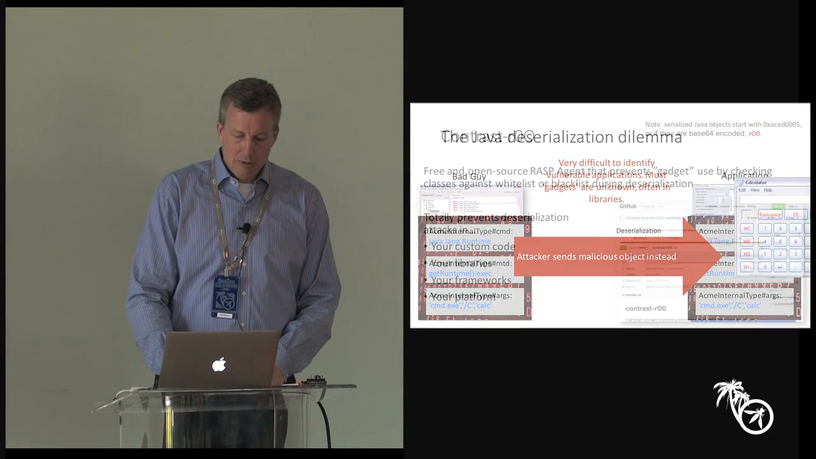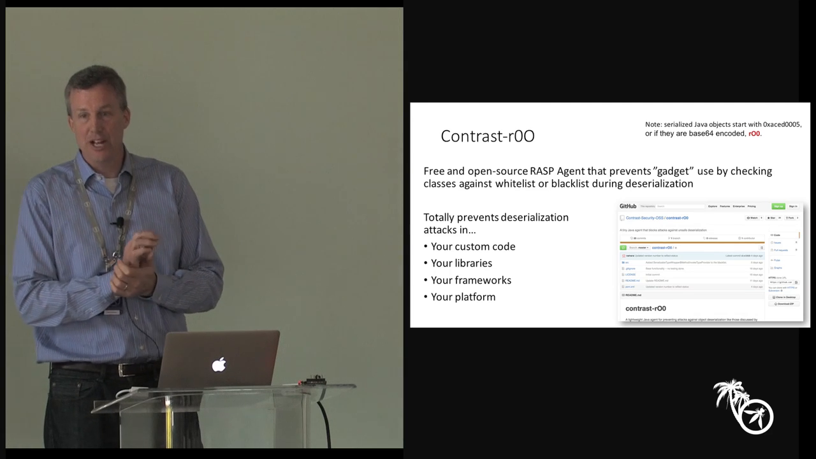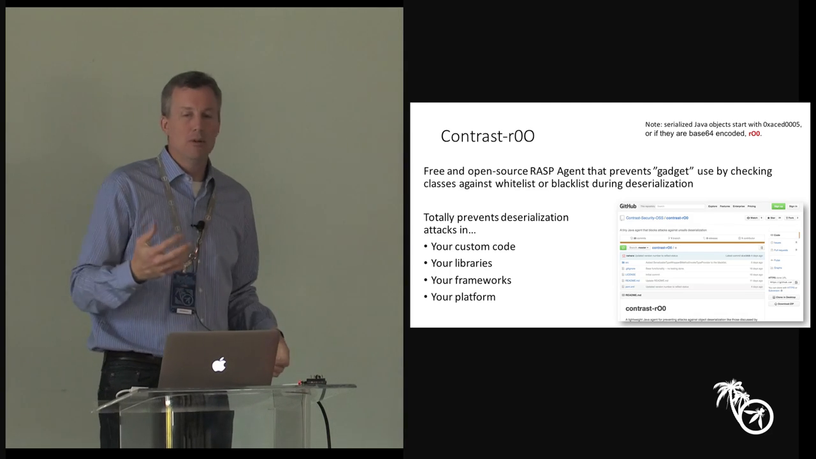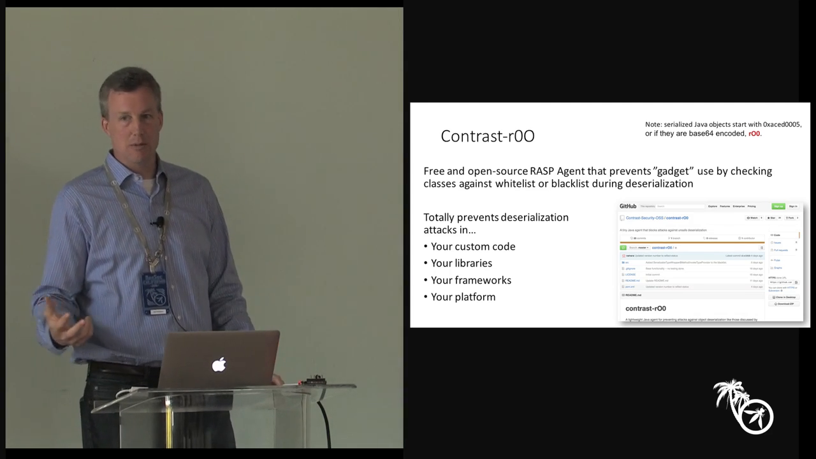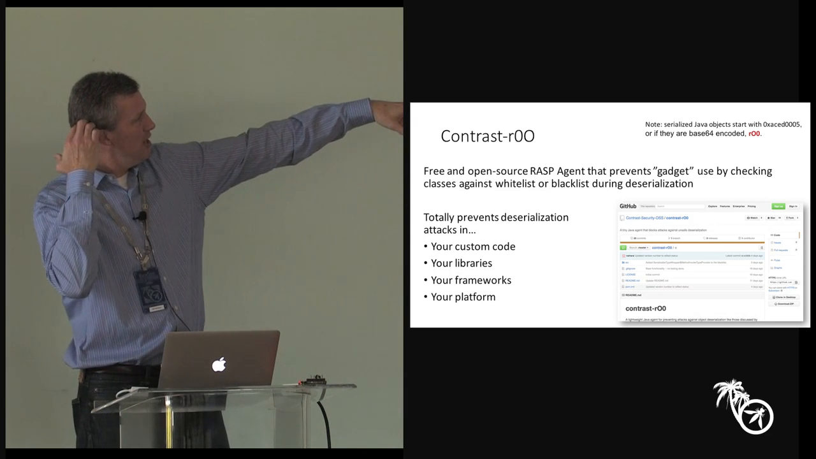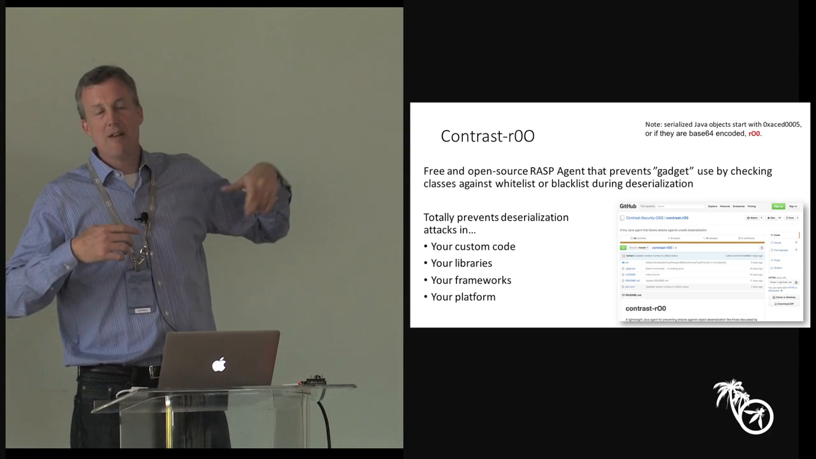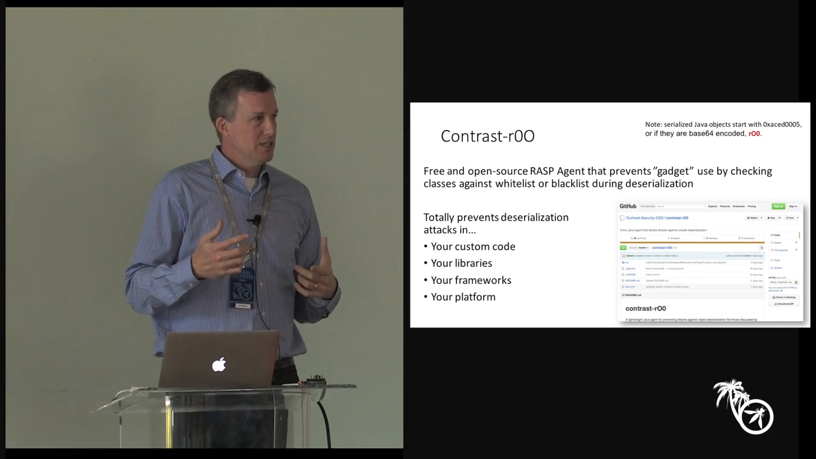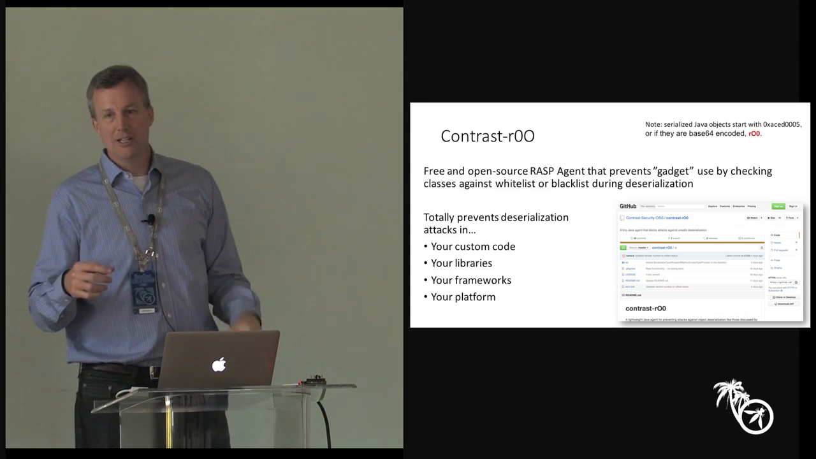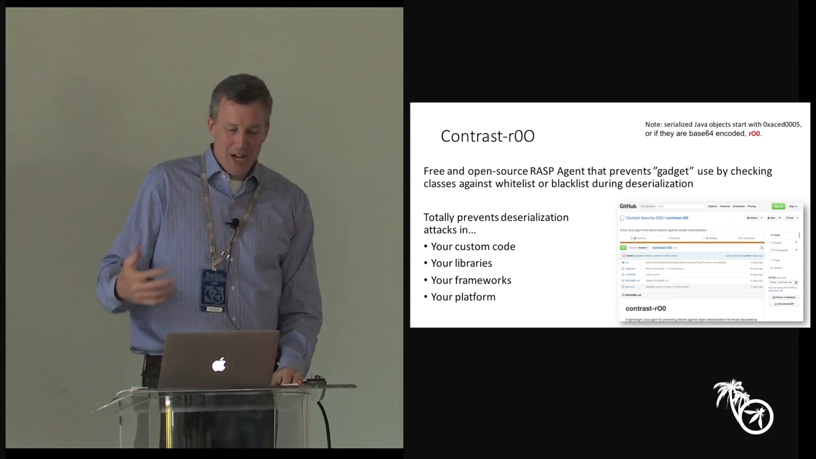So we actually released an open source RASP agent for this. And RASP is really uniquely well-suited to deal with this problem. So we called it Contrast RO0, R-O-0, because every Java serialized object, if you base64 encode it, starts out with the letters R-O-0, okay? So that's why it's named that.